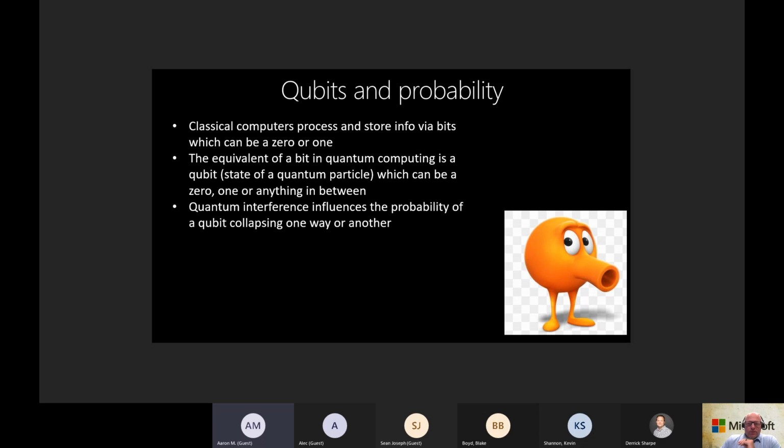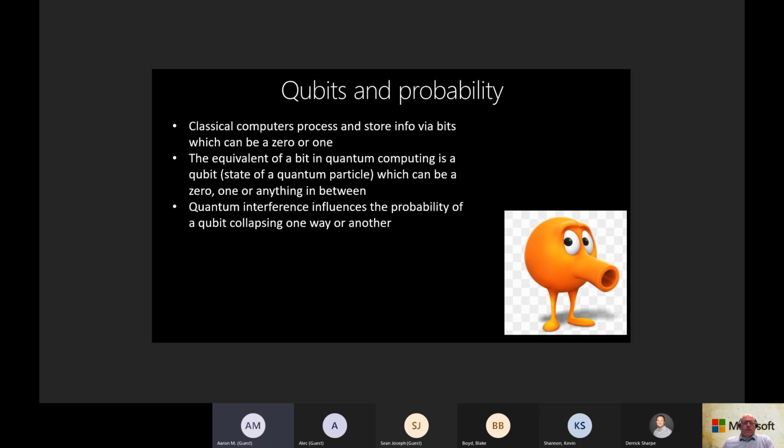The third part that I want to talk about before we get into the Azure side of the house is qubits and probability. As I mentioned, classical computers store information in bits that are either zeros or ones. That's what the transistor does. And with quantum computing, there is basically a 0 or 1 or anything in between, depending on the configuration. So a qubit has a certain probability of collapsing to a 1 or a 0.